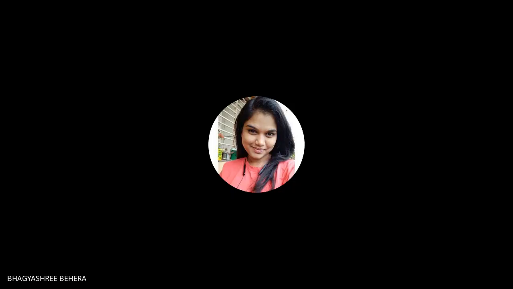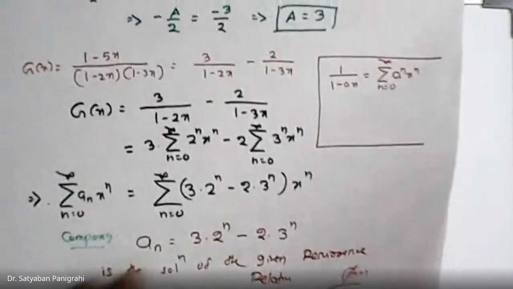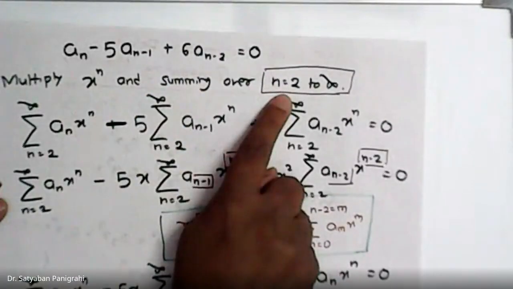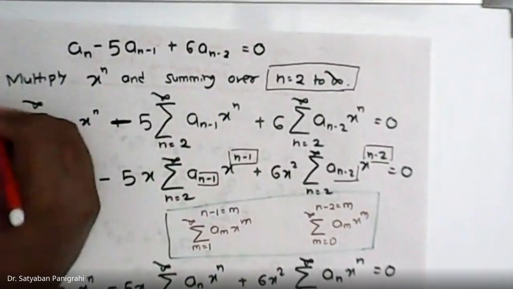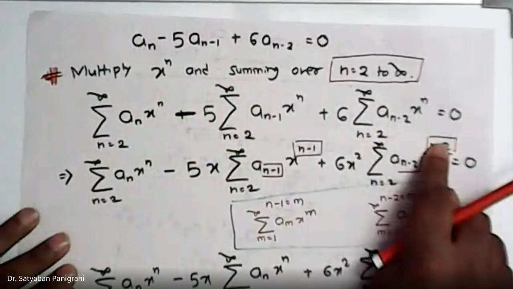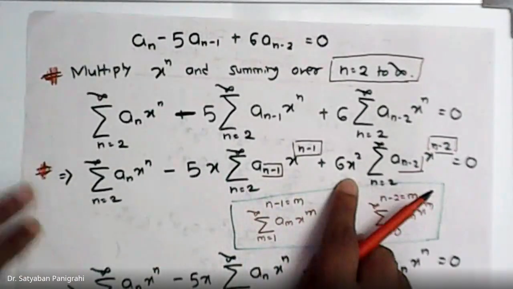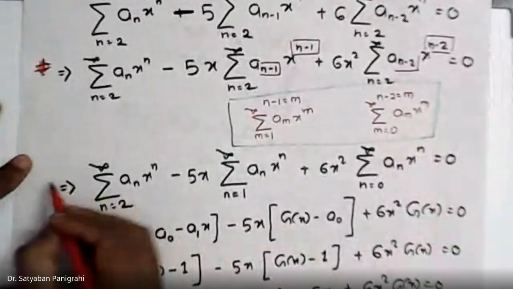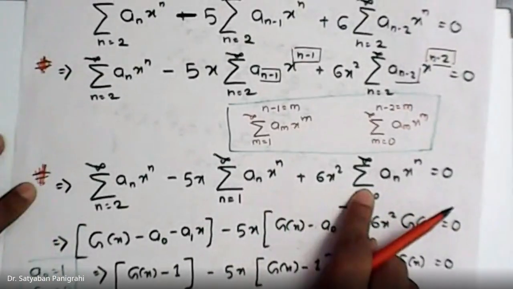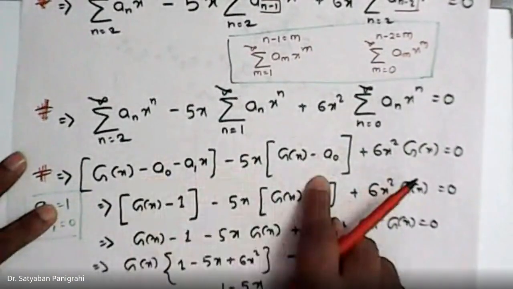Then look here. Basically, to solve one question, how many steps are involved? In the first step, you multiply by x to the power n and take the summation. In the next step, take x outside, here x square outside. Second step. In the third step, make the index equal. Now, in the fourth step, you write the sums in the form of the generating function.